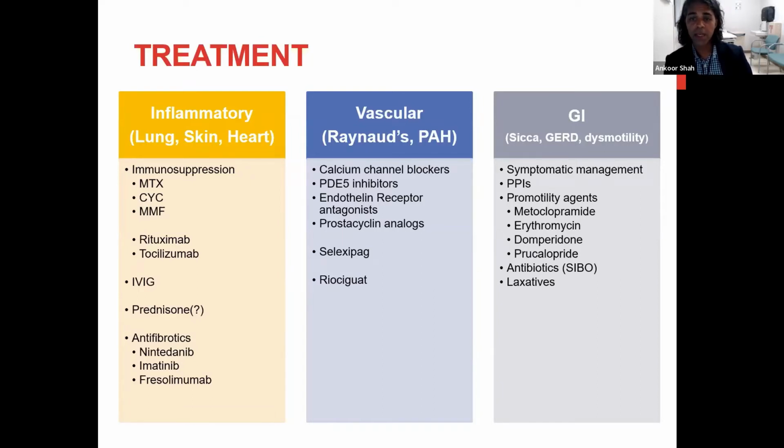For those with dysmotility, there are a number of agents that have been used as promotility agents, such as metoclopramide, erythromycin, domperidone, which is primarily available through Canada, and prucalopride, which is newly available in the United States. Antibiotics, particularly if they have small intestinal bacterial overgrowth, the best studied one being rifaximin, although other antibiotics have been used. And for patients that have constipation related to large bowel involvement, laxatives can be very helpful. But this really requires individualized treatment to help with their GI disease.